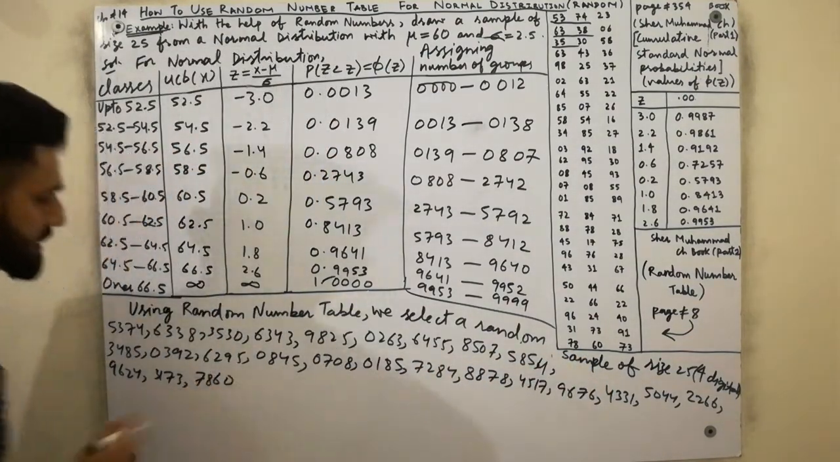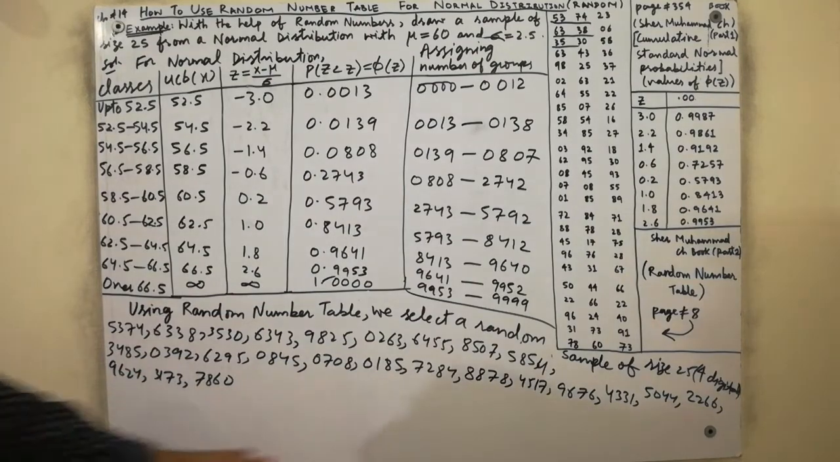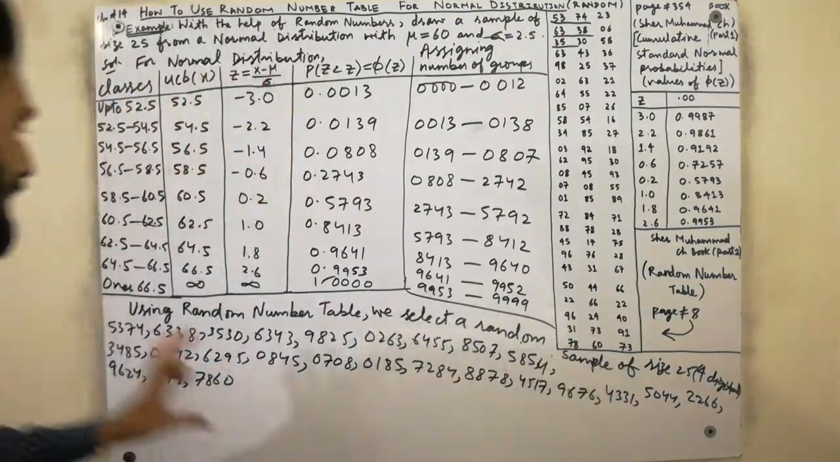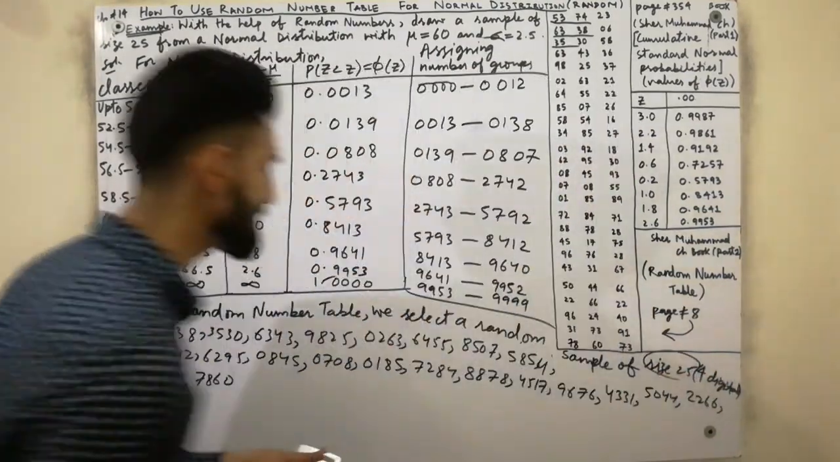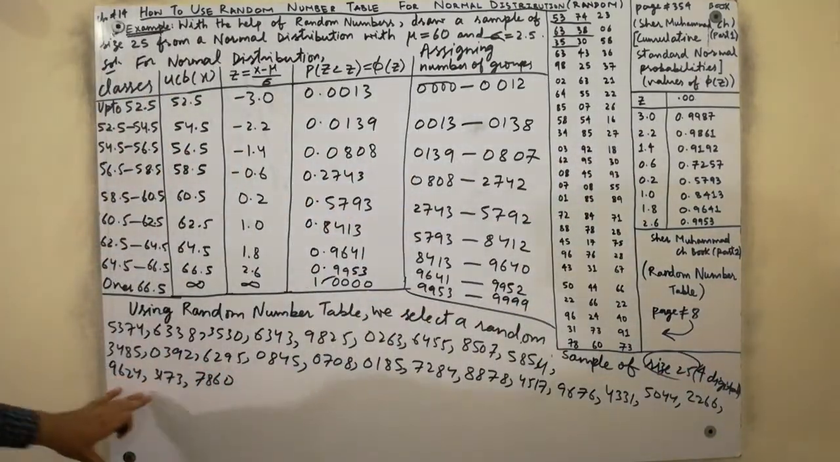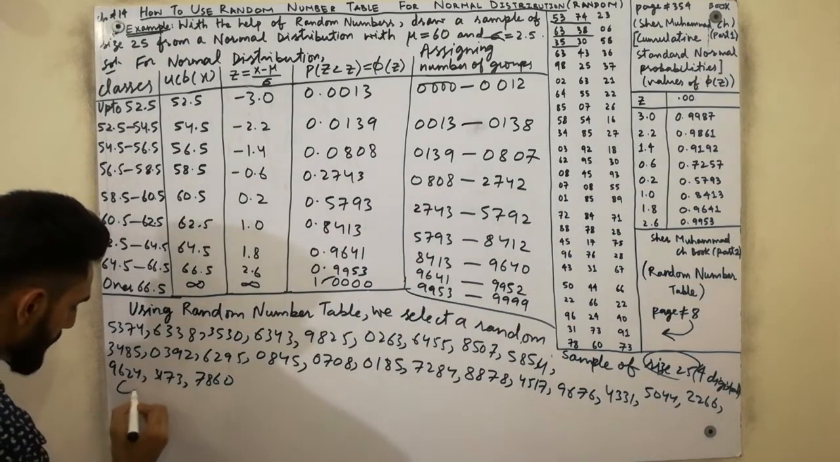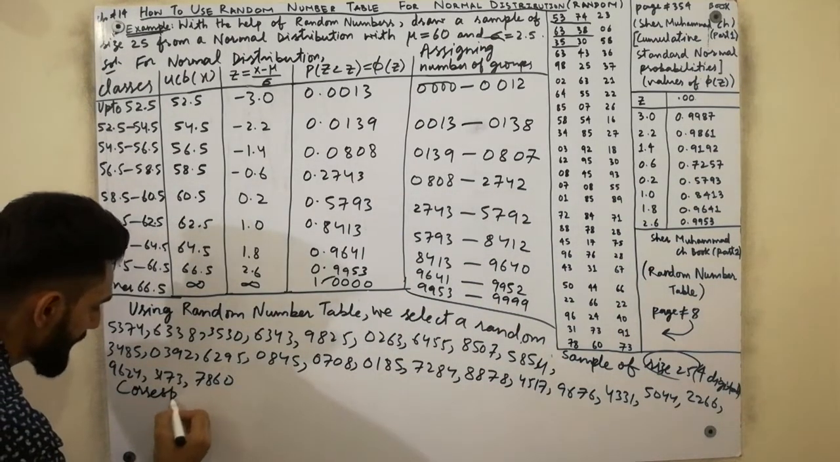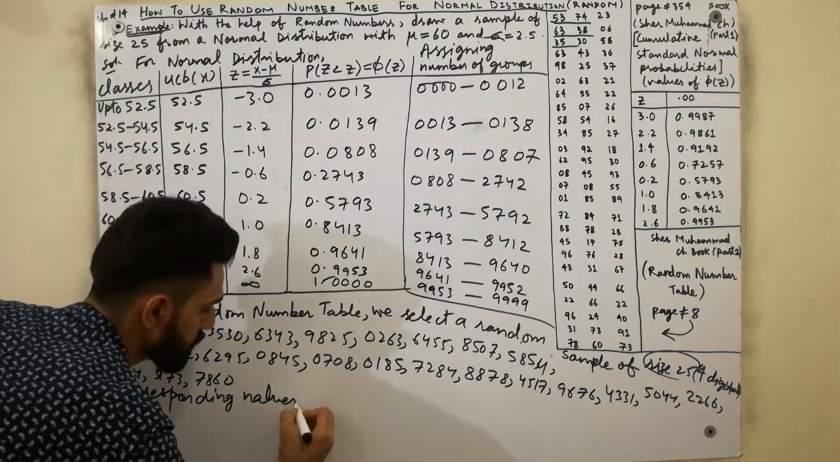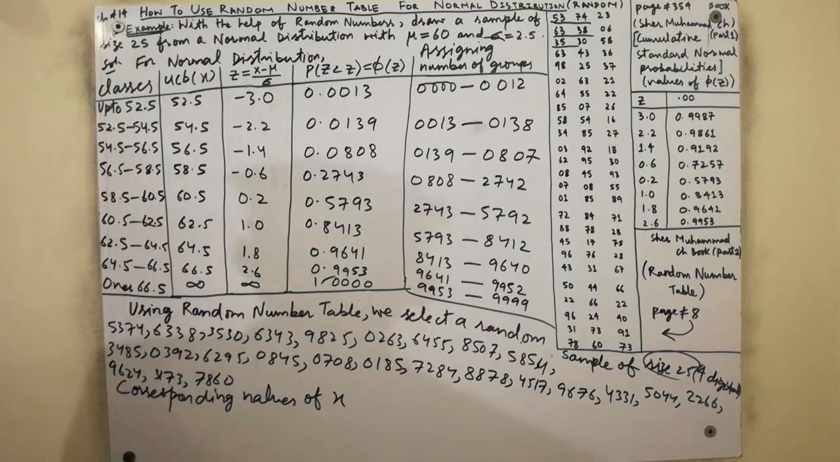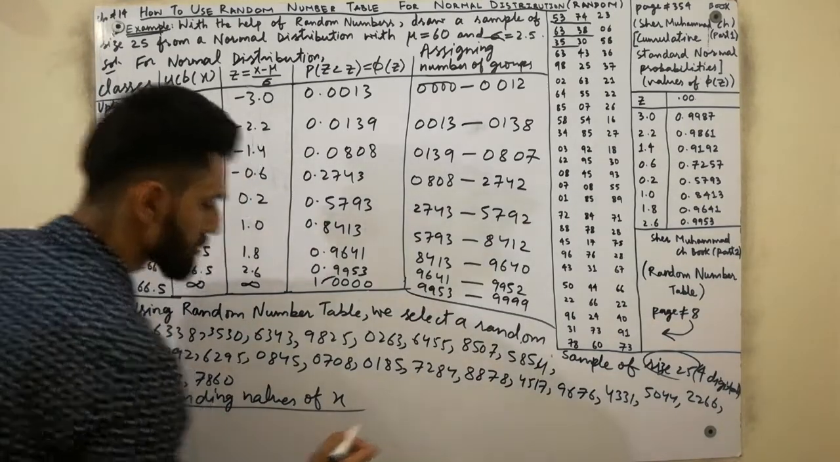So that is 25 samples. The sample is one, but the size is 25. These are 25 values. Last step is very simple. Next step is the corresponding values of x. Last step is very important.